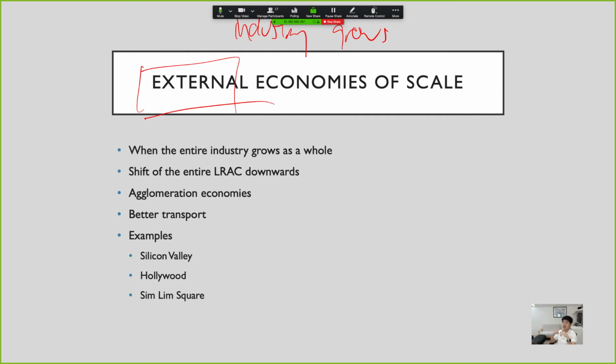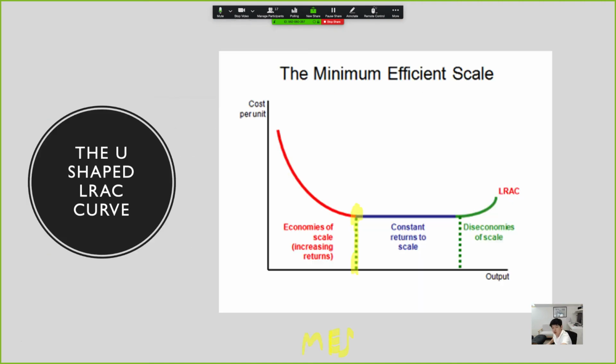External economies of scale is when your whole industry grows as a whole. Internal economies of scale is when your firm increases in size. When your firm increases in size, your cost starts to come down, and then it stays put for a while, and after it starts rising. It's a movement along this LRAC curve. This is when your firm itself increases in size.